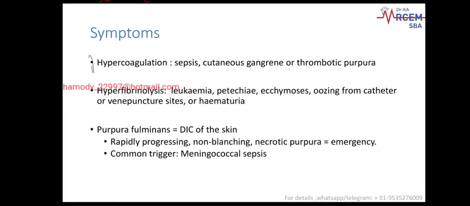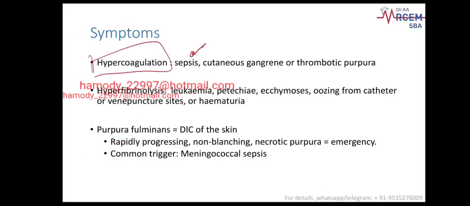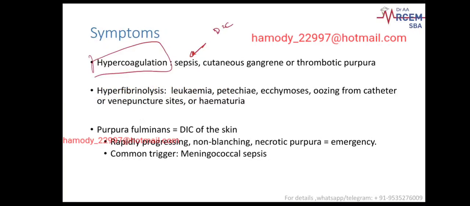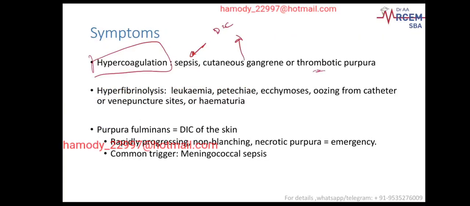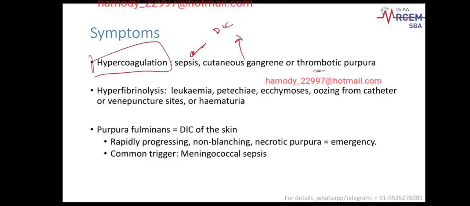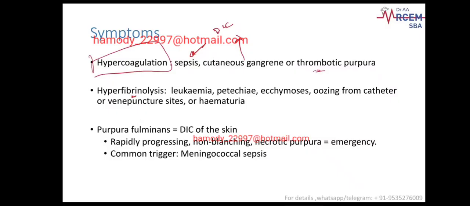Symptoms, as I told you, can be hypercoagulation symptoms, commonly seen in patients who are having sepsis and developing a DIC, who have cutaneous gangrene or thrombotic purpura. They will present with that because of hypercoagulation. Hyperfibrinolysis is commonly seen in leukemia.